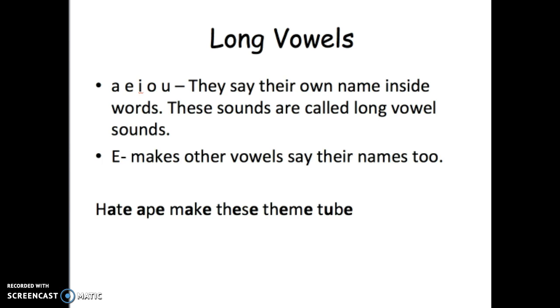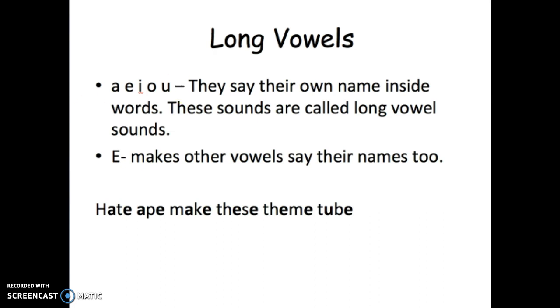So sometimes A, E, I, O, U say their own names inside a word. These sounds are often called the long vowel sounds. The letter E often makes the other vowels take on these long vowel sounds, so we normally call it the magic E or super E. In words where there is a consonant and an E, the vowel before the consonant often says its own name. The E is silent at the end of the word.